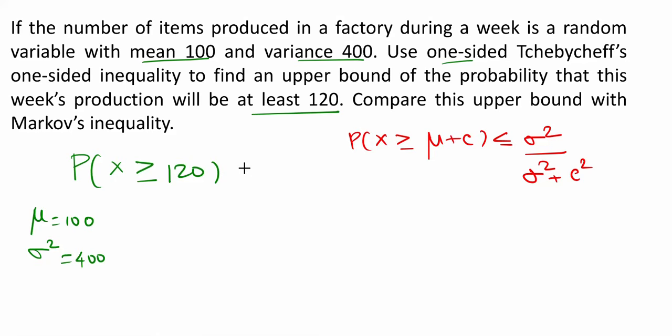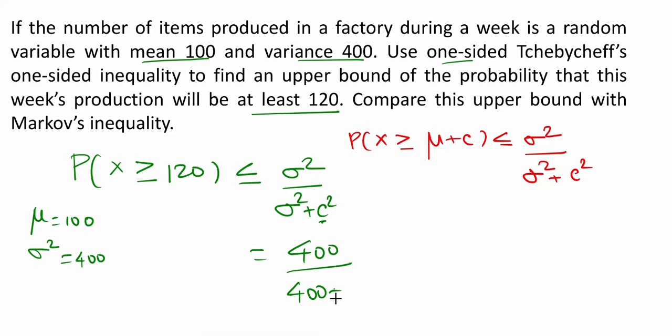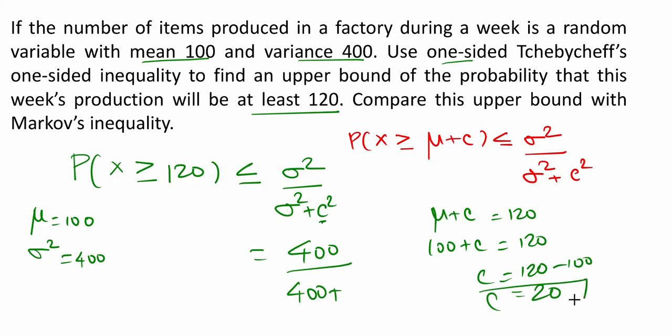So this has to be less than or equal to, by the formula, sigma square divided by sigma square plus c square. The next objective is to find the value for c, because I know that sigma square is 400, so 400 divided by 400 plus c square. If you take c as 120, then the problem will topple. The c is not 120, but rather mu plus c has been given as 120. Mu is already 100, so c will be equal to 120 minus 100, that makes it 20. So if c is 20, your c square is again equal to 400. So that makes the probability half.